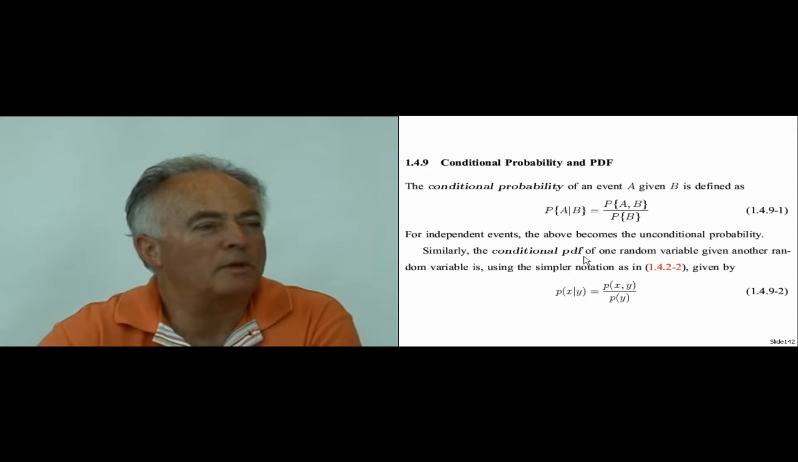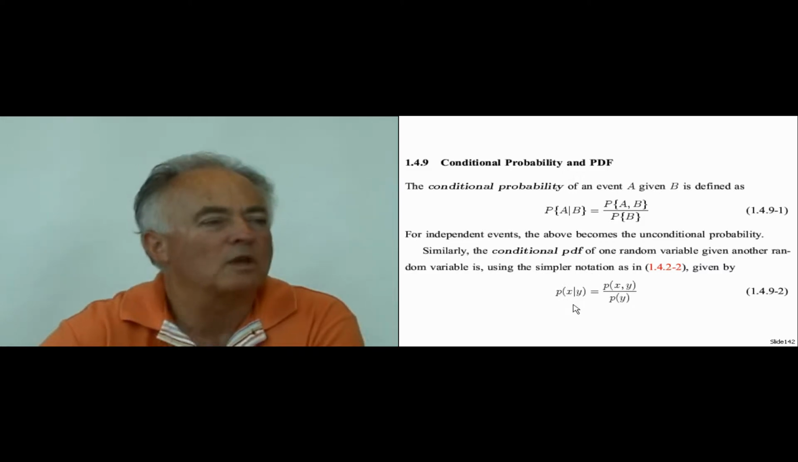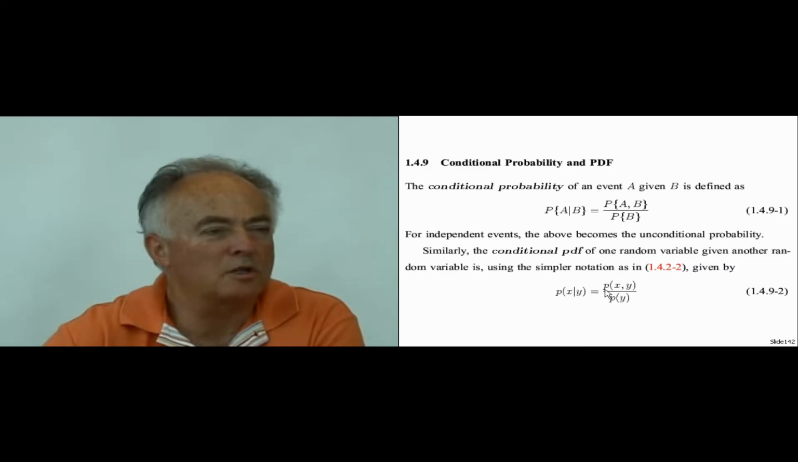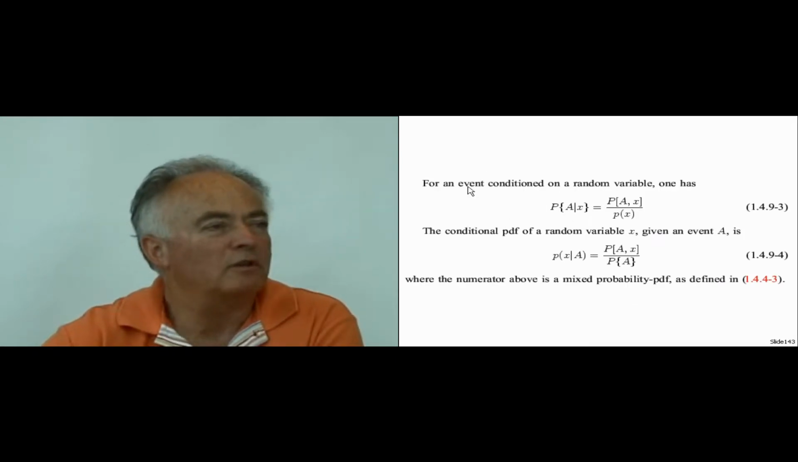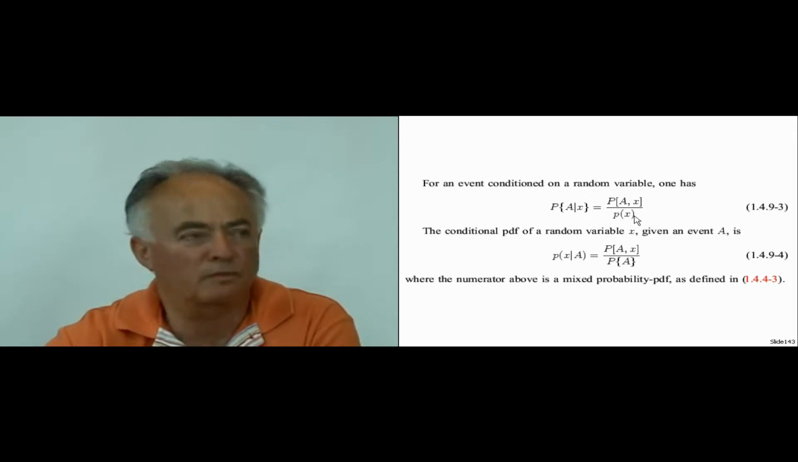Similarly, the conditional PDF of one random variable given another random variable, using the simple notation that we introduced earlier, is P of x given y is P of x and y divided by P of y. For an event conditioned on a random variable, P of the event A conditioned on x is equal to the joint probability PDF of the event A and the random variable x, using this notation with the brackets introduced earlier, divided by the PDF of x.